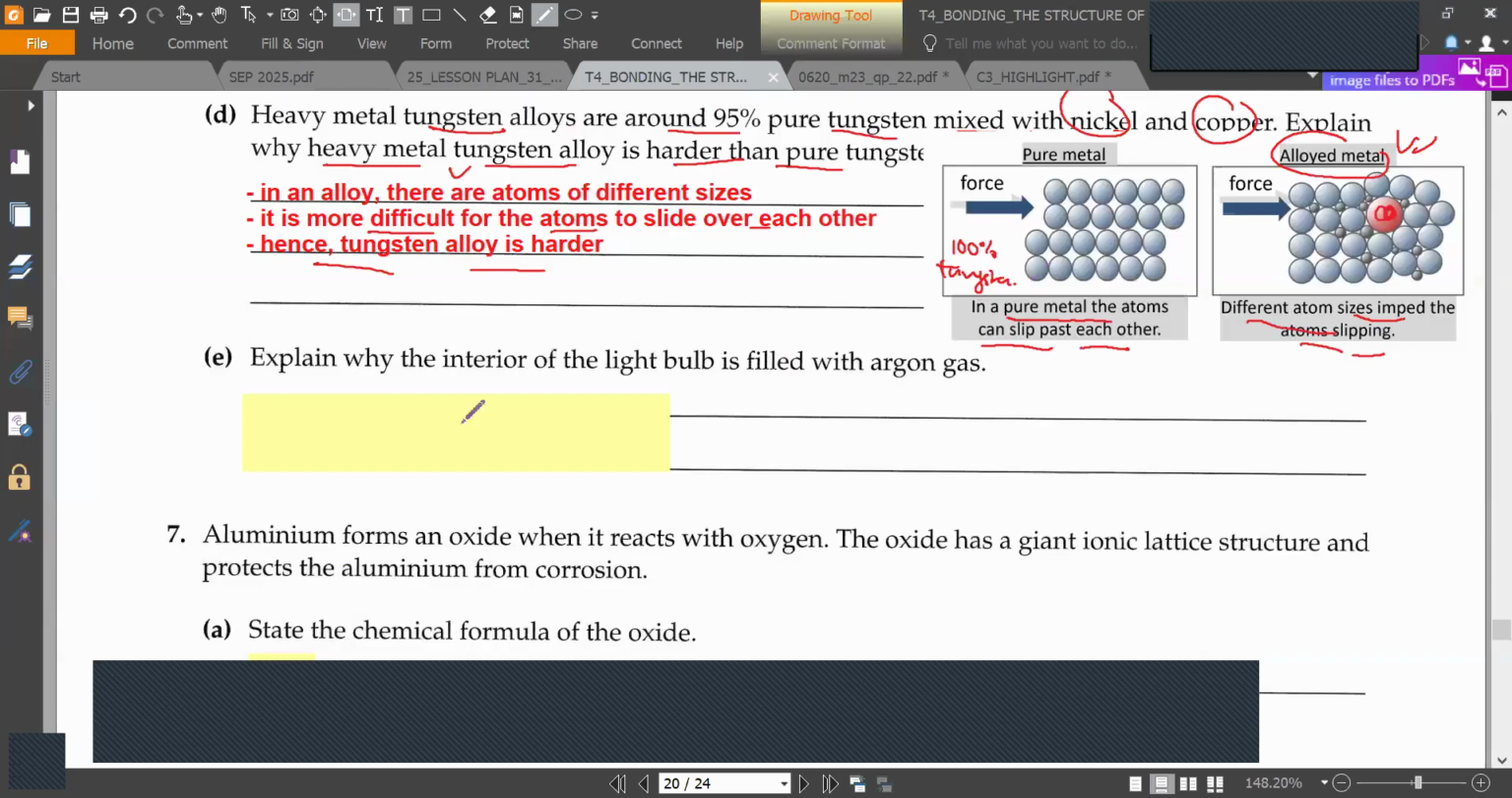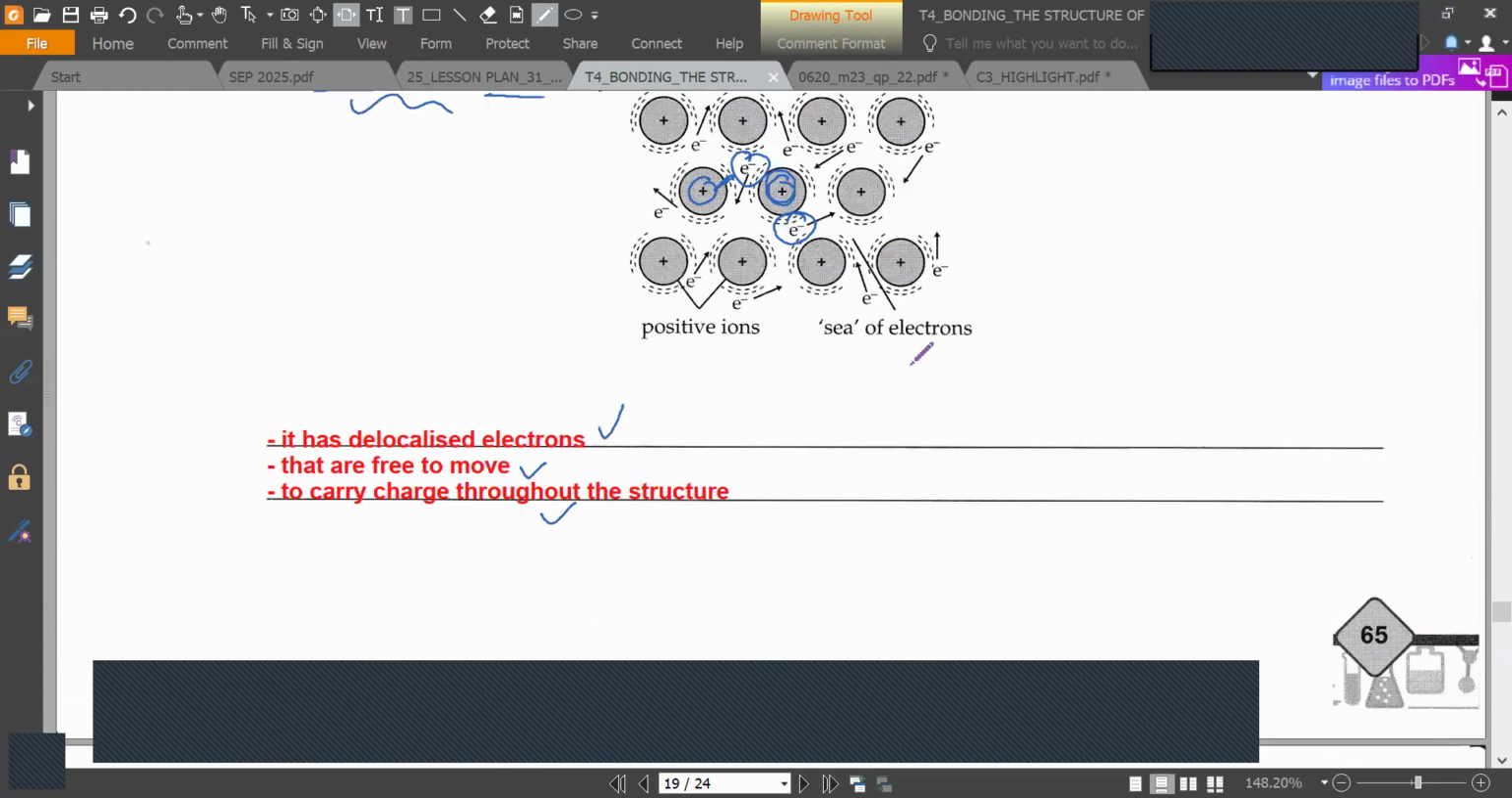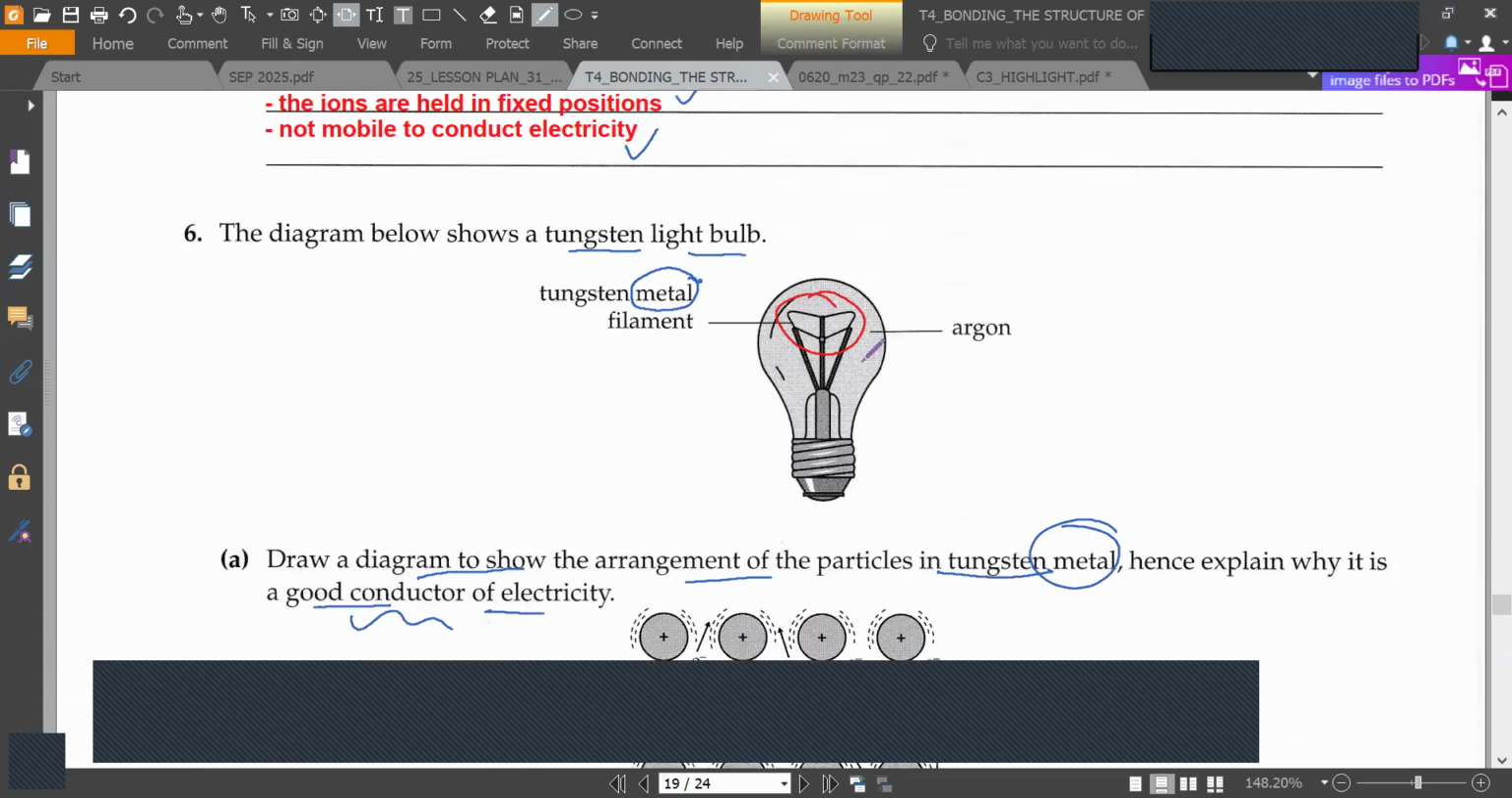Next. Explain why the interior of the light bulb is filled with argon gas. So normally inside the light bulb we fill it with argon gas. Argon gas is inert. It's non-reactive.